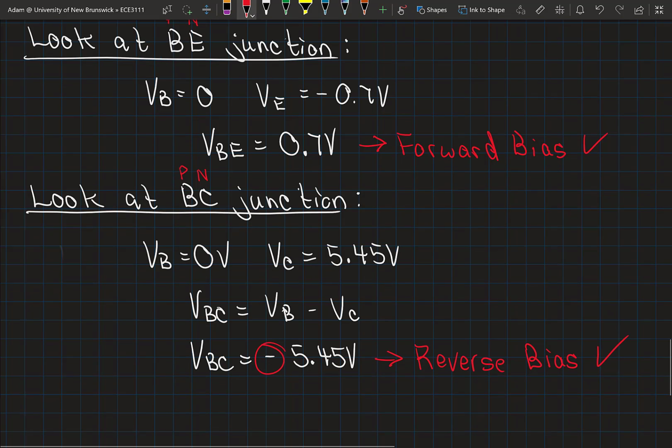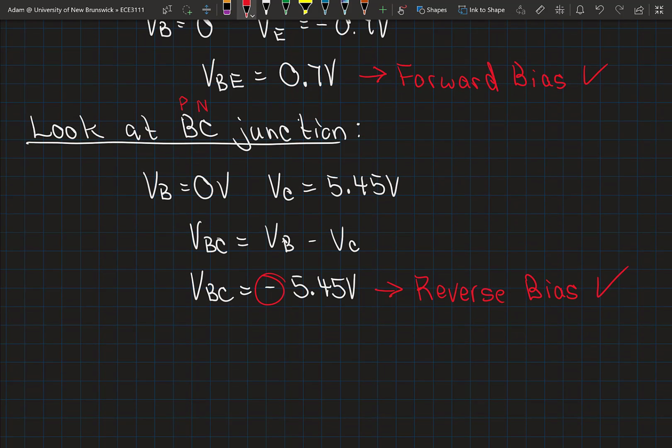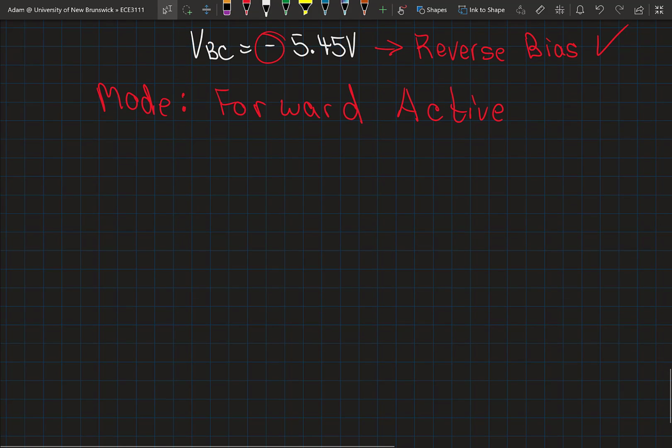So the mode is confirmed then to be forward active. Okay, let's look at another example. Let's call this example 2.